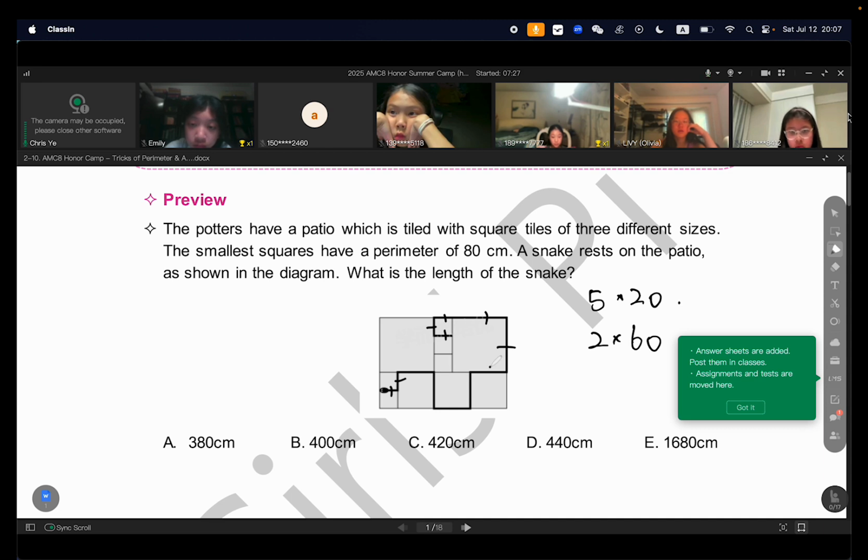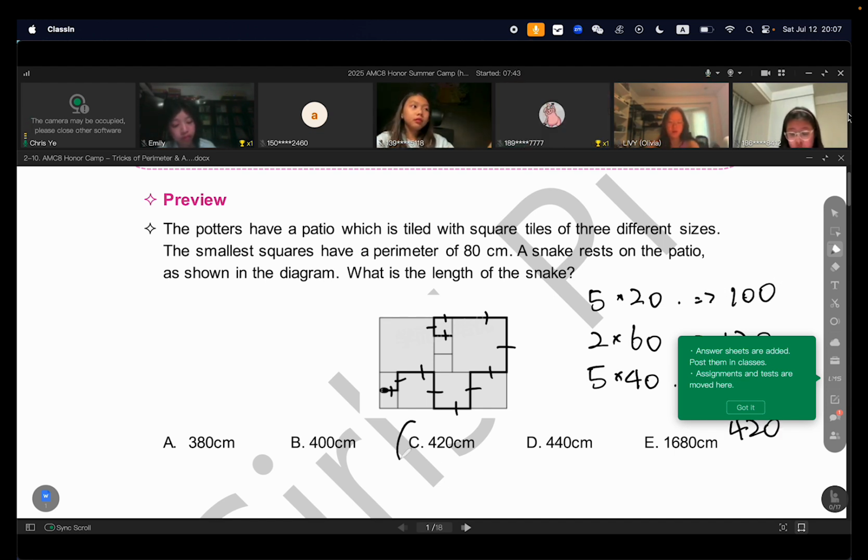And these are going to be 1, 2, 3, 4, 5 40s. So 5 times 40. Then by adding it together, we have 200, 120, and 100. So together, it's going to be 420 centimeters. And that's our answer.